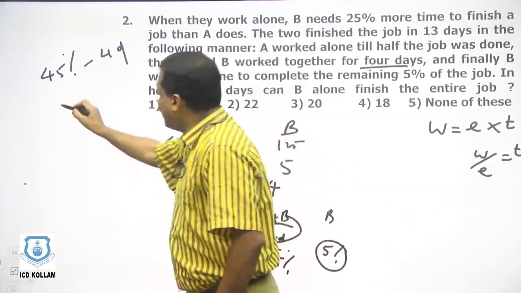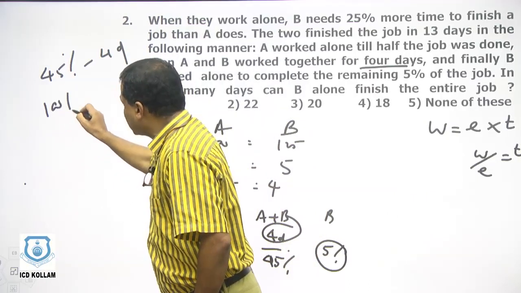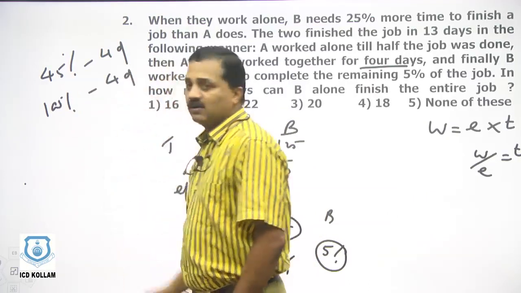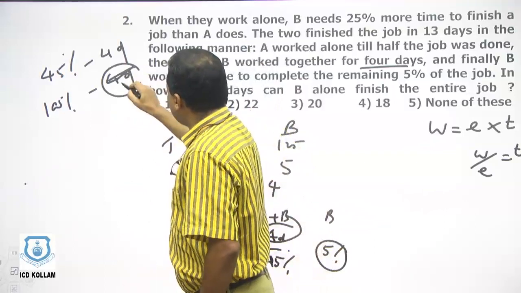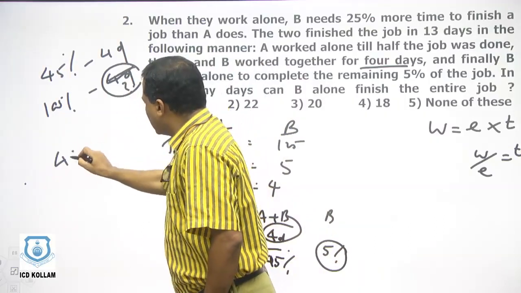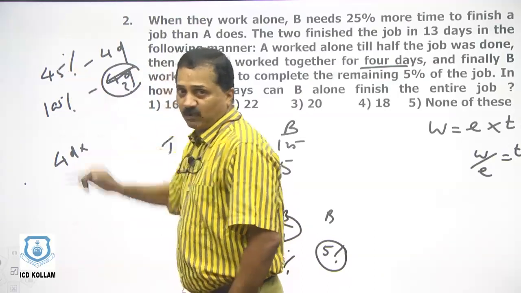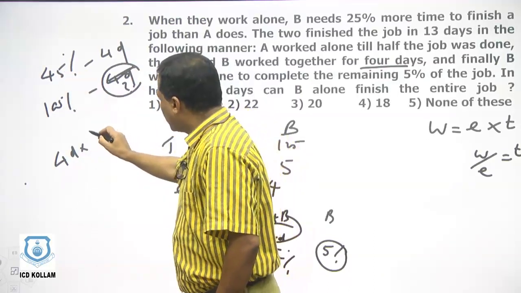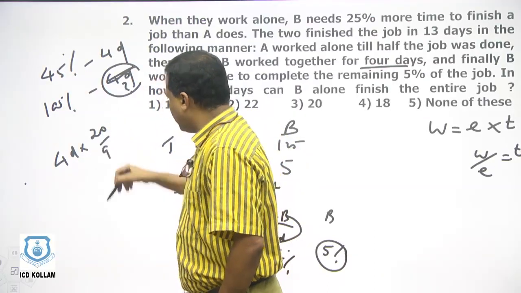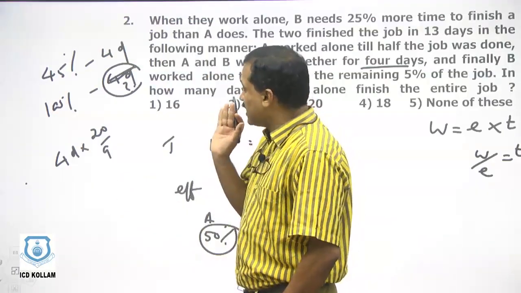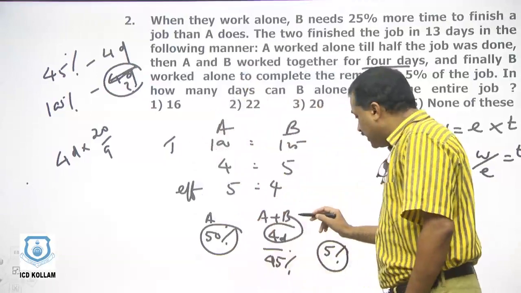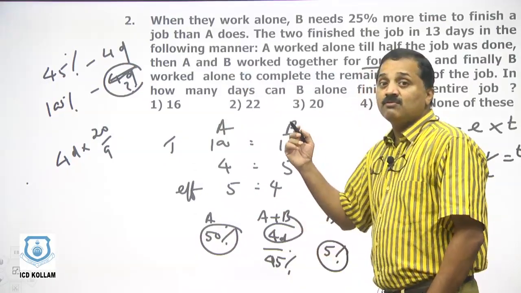So to do the full work, which is always 100%, how many days will they take? We can find out. 4 days into 100 by 45, so 20 by 9. Look, this is the time taken by A and B to do the full job.